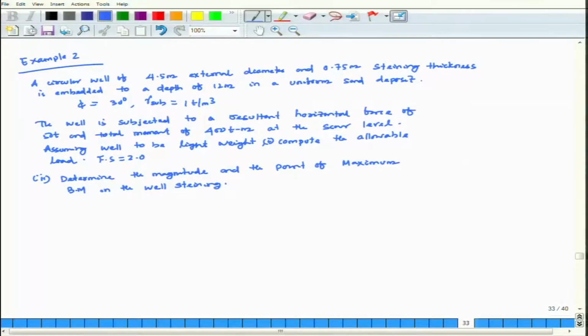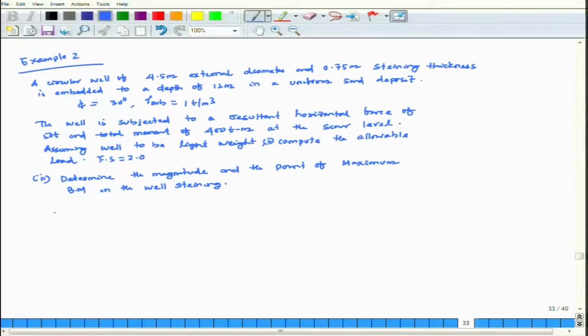A circular well of 4.5 meter external diameter and 0.75 meter steining thickness is embedded to a depth of 12 meter in a uniform sand deposit. Phi is given 30 degree for the soil, gamma submerged is given 1 ton per meter cube. The well is subjected to a resultant horizontal force of 50 ton and the total moment is 400 ton meter at the scour level. Assuming well to be lightweight, compute the allowable load, factor of safety is equal to 2.0. Second one is determine the magnitude and the point of maximum bending moment in the well steining.